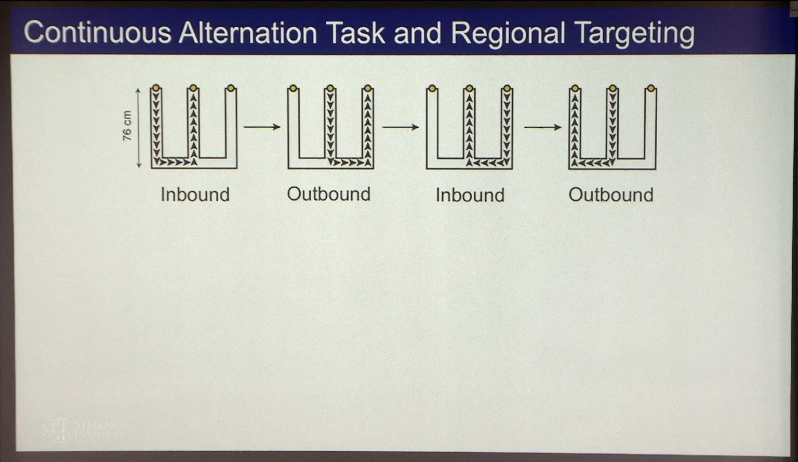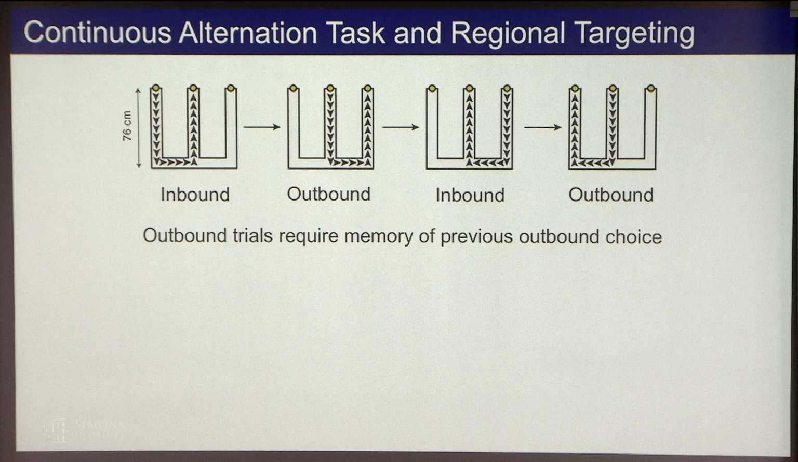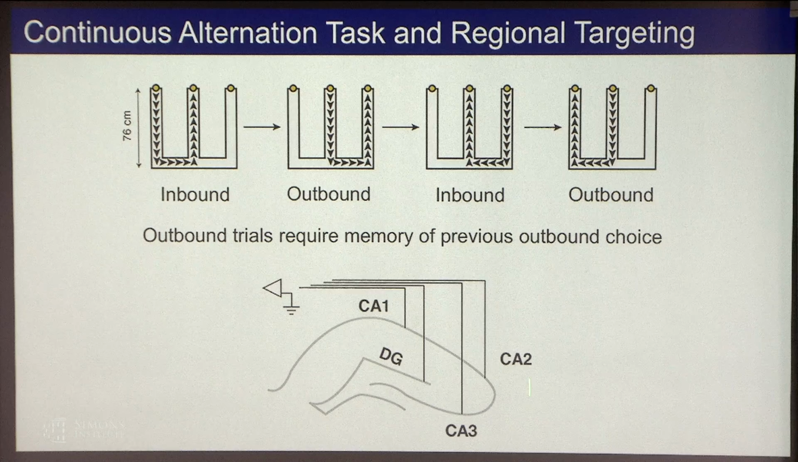So those outbound trials require memory of the previous choice, right? So we think of those as a period where planning is required, and we'd like to understand what's going on when the animal comes up to this point and makes a decision. Just for reference, we're recording throughout the hippocampus here. We're mostly looking at CA1, CA2, and CA3, but the regions don't matter that much except for one slide.